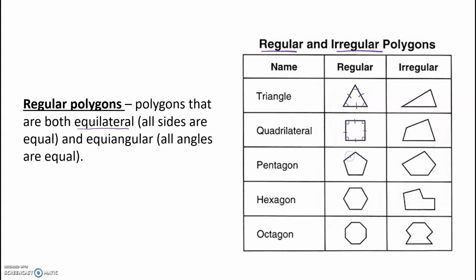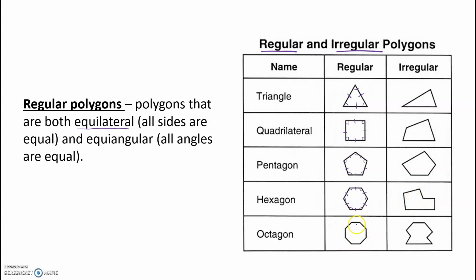Pentagon, 5 congruent sides, 5 congruent angles. And an irregular pentagon, where the sides are not the same, but there's still 1, 2, 3, 4, 5 sides. So it is still classified a pentagon, just regular versus irregular. 6 sides, hexagon. Again, this is a regular hexagon, all sides equal, all angles equal, equilateral and equiangular. And an example of an irregular hexagon.